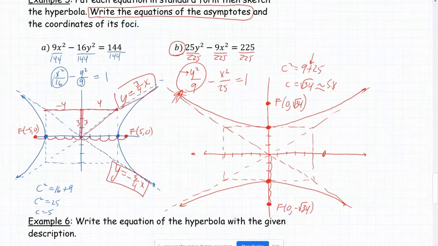Okay, for example B, we're going up 3 and over 1, 2, 3, 4, 5. So up 3 over 5, up 3 backwards 5. So our equations of our asymptotes are y equals the slope, which is plus or minus 3/5 x, and that describes both of the equations of the asymptotes.